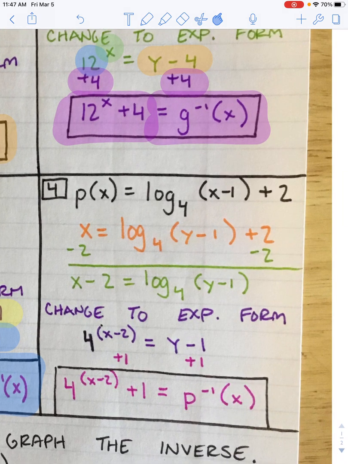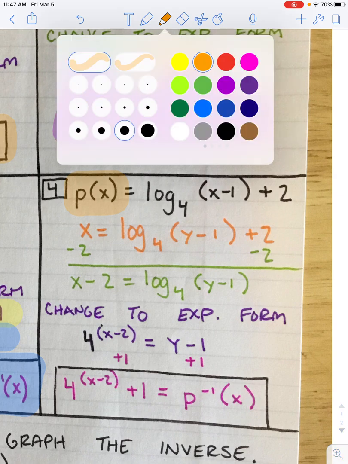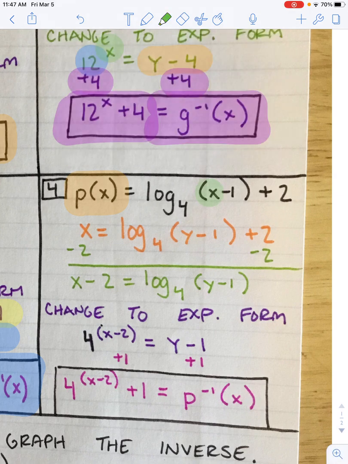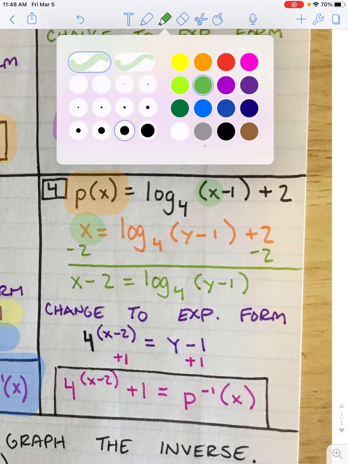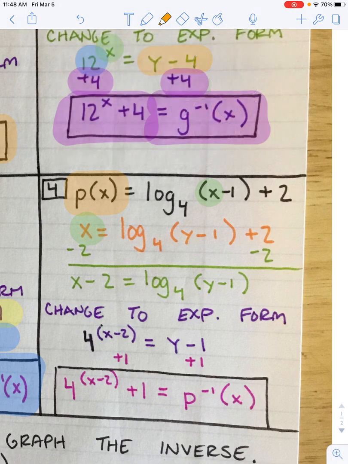Okay, and our last example of finding the inverse when it's in log or exponential form: we have p of x is equal to log base 4 of x minus 1 plus 2. So again, first steps, we switch our x and our y, so that p of x becomes x. Then we have the log base 4 of that x becomes y minus 1 plus 2.